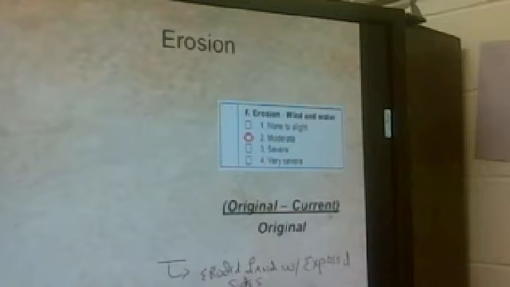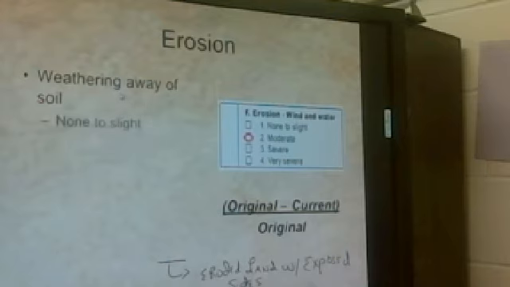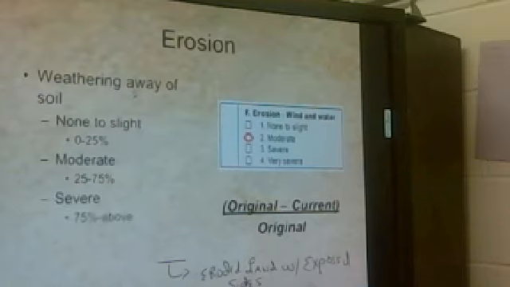Rolling on, erosion. Here's new stuff. It's going to blow your mind because it takes some math. Erosion is the wearing away of soil. None to slight is 0 to 25% of your soil is still there. Moderate is 25 to 75% of your soil is still there. Severe is 75% and above.